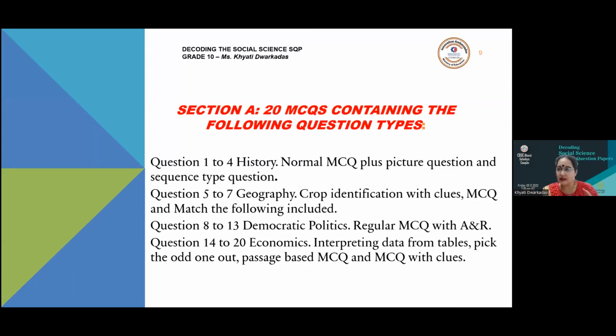Question 8 to 13 are from democratic politics, where you will see regular MCQs. You will see assertion and reasoning as well. Question 14 to 20 is from economics, and you will majorly see interpretation questions of tables or interpreting data in these questions. Pick the odd one out. There's a passage-based MCQ here too, and there is an MCQ with clue questions. So we shall be looking at each of these questions in detail in today's session.